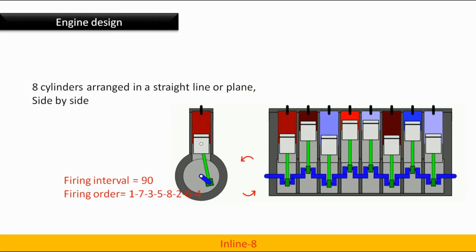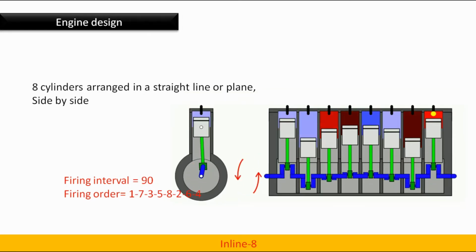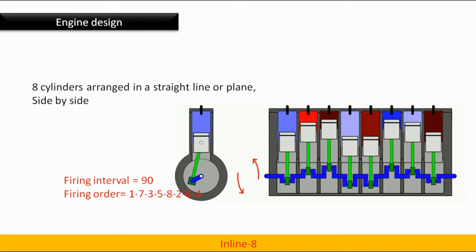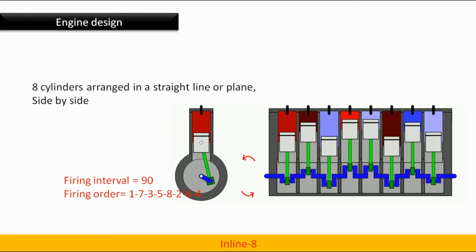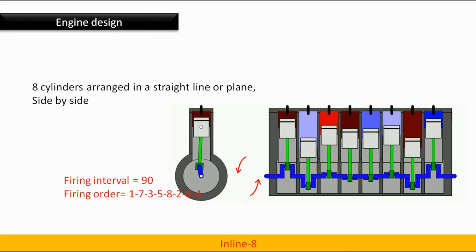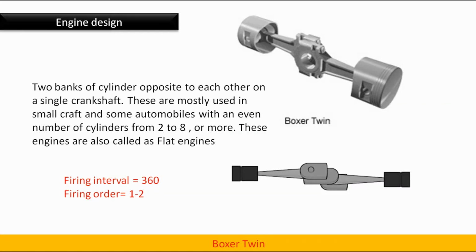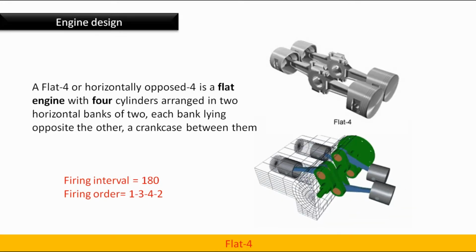Inline 8. 8 cylinders arranged in a straight line or a plane side by side. Firing interval is 90 degrees. Firing order is 1, 7, 3, 5, 8, 2, 6, 4. Boxer twin engine. Two banks of cylinders opposite to each other on a single crankshaft. These are mostly used in small craft and small automobiles with an even number of cylinders from 2 to 8 or more. These engines are also called flat engines and firing interval is 360 degrees. Firing order is 1, 2.